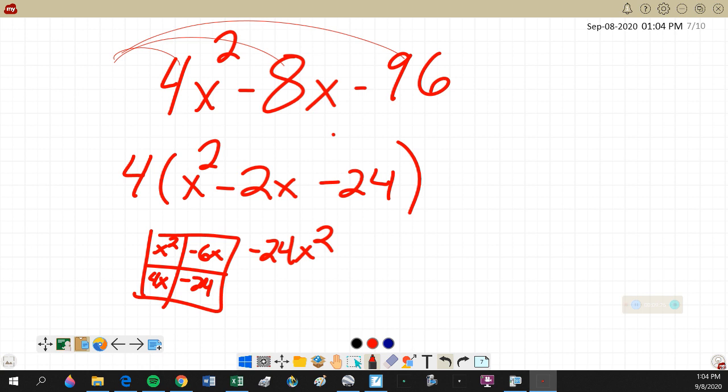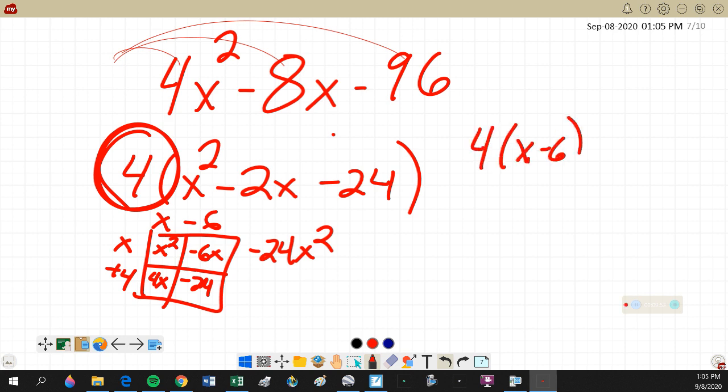What if there aren't factors? What if you can't find a set that works? Then it just doesn't factor. It's like saying factor 19. It's prime. It doesn't factor. So a quadratic that doesn't factor is referred to as prime. Okay. Pull out an x, and I get x minus 6 and x plus 4. But don't forget, this is part of the answer. So 4 times x minus 6 times x plus 4. Okay.